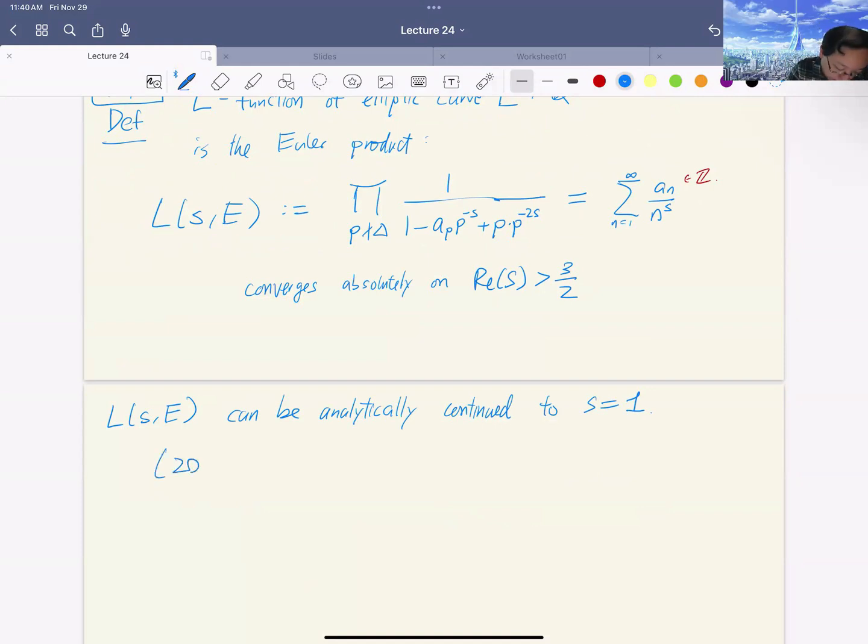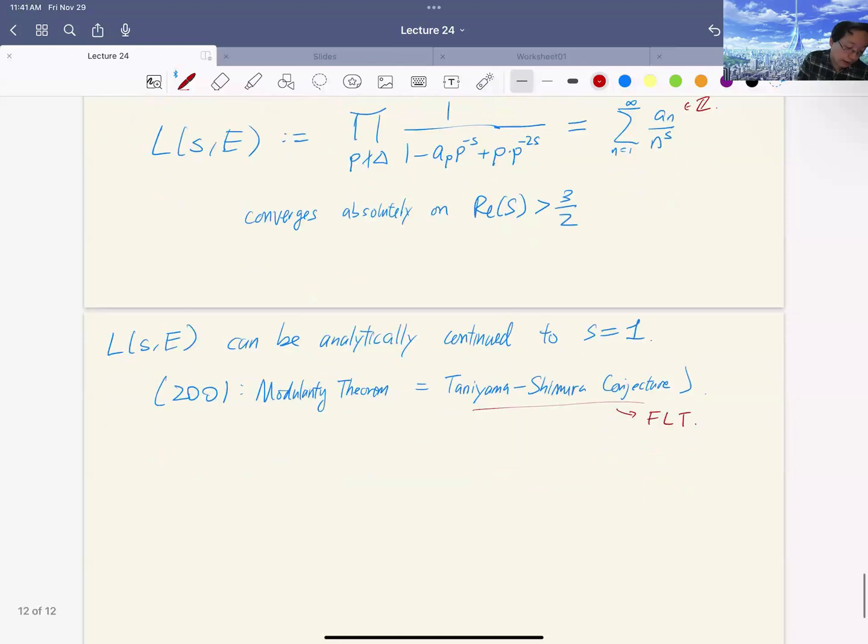And this follows very recently, 2001, from the modularity theorem, which was originally known as the Taniyama-Shimura conjecture. The Taniyama-Shimura conjecture is the main tool used to prove Fermat's Last Theorem. One special case of this conjecture is used to prove Fermat's Last Theorem. And it basically says that, yeah, I don't want to explain.